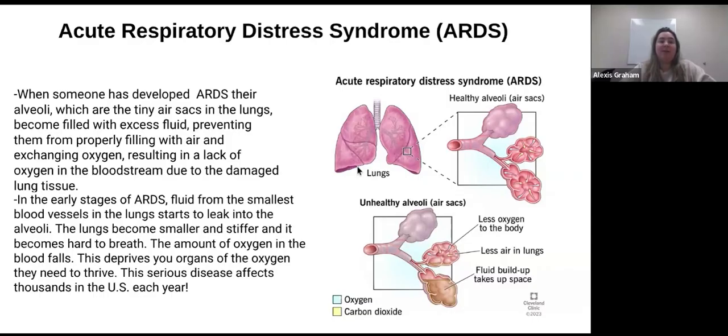In the early stages of ARDS, fluid from the smallest blood vessels in the lungs starts to leak into the alveoli. The lungs become smaller and stiffer, and it becomes harder to breathe. And the amount of oxygen in the blood falls. This deprives your organs of the oxygen they need to thrive. This disease affects thousands every year.